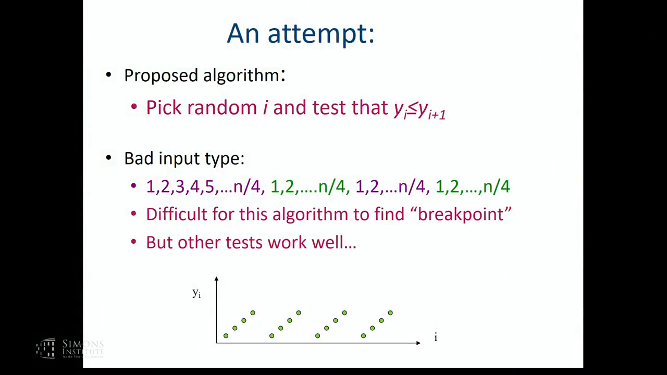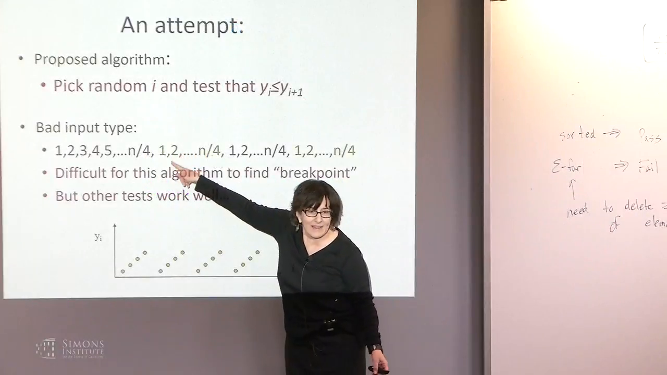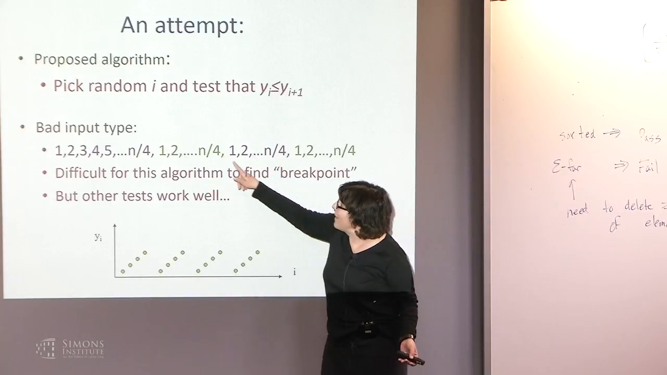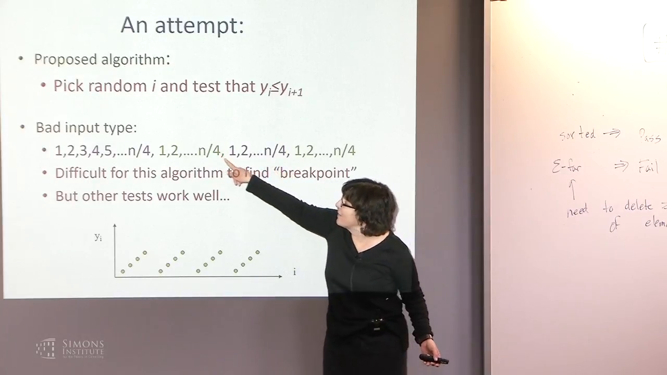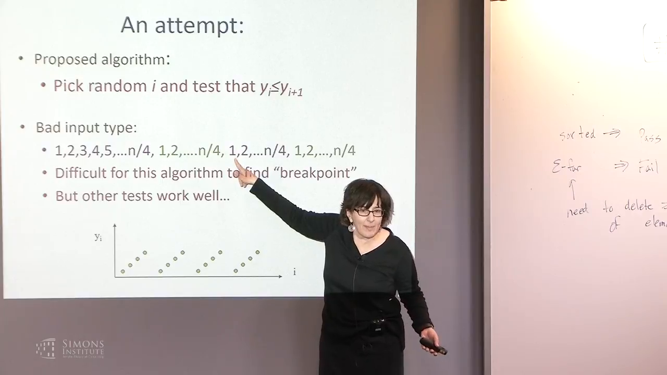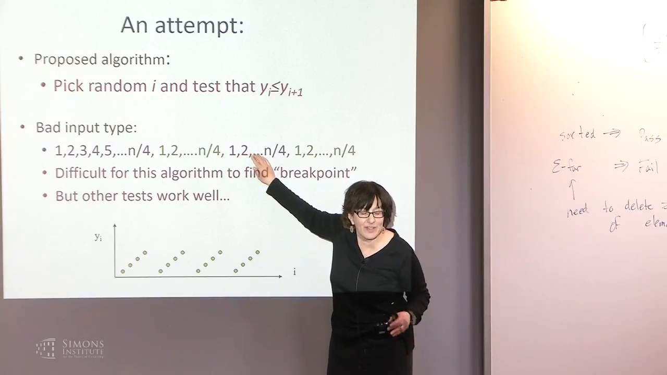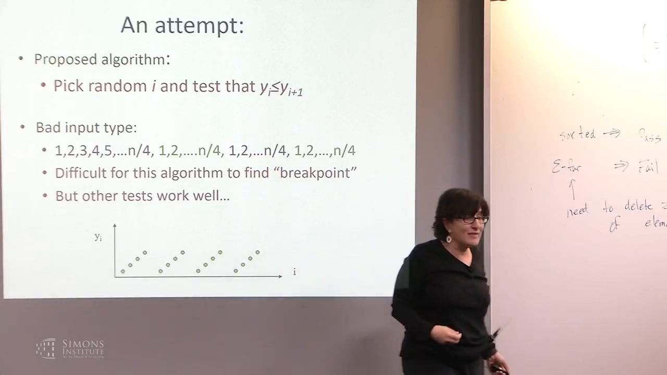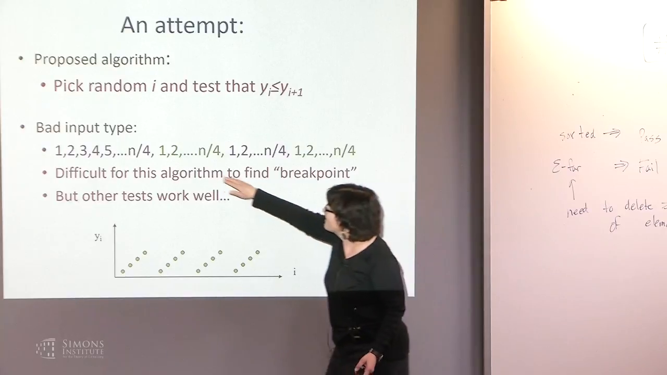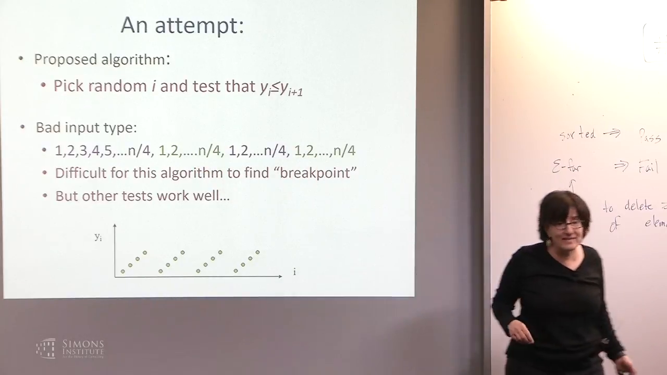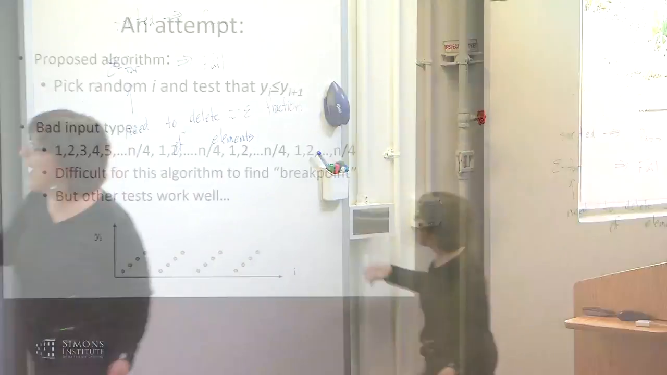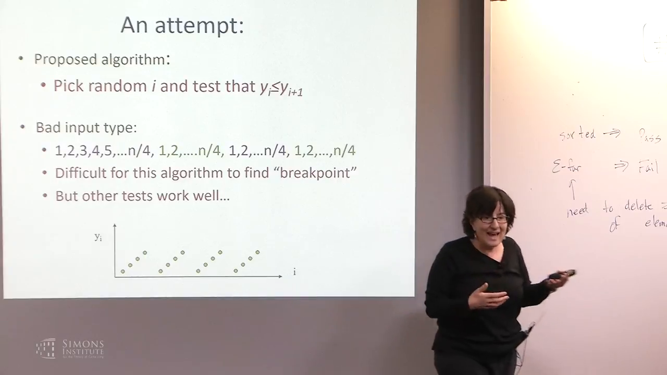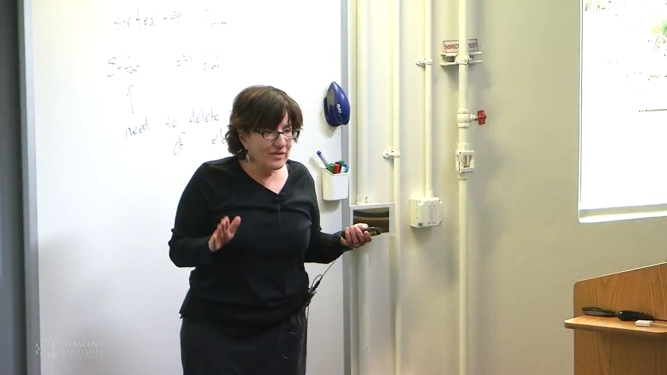If I pick a random i, most of the time I land in the middle of one of these sequences and everything looks good. But there's only 4 places where I go from n over 4 to 1 where there's actually a problem. So my probability of finding a problem here is only 4 out of n. That's very small. But this thing is extremely far from being sorted. To make this thing sorted, I have to delete at least 3/4 of the elements. Because I can take 1, 2, 3, 4 up to n over 4 once, but I can't have more than that. So that's not good.